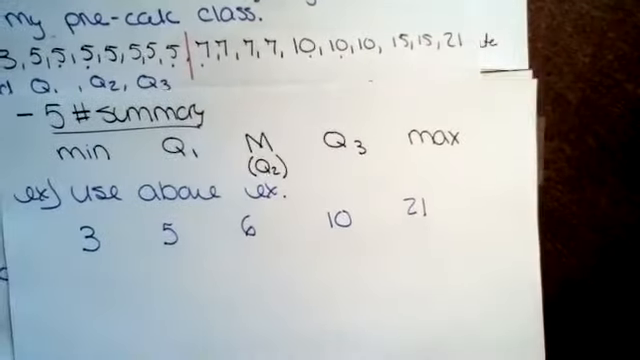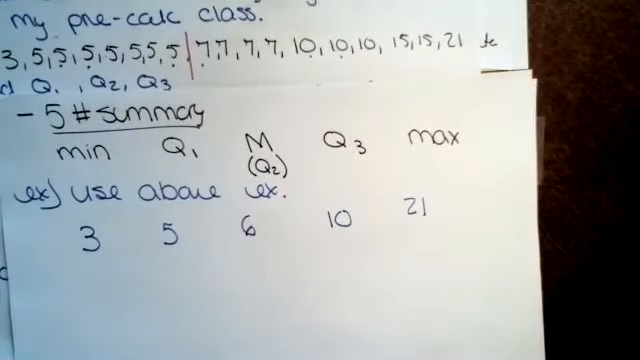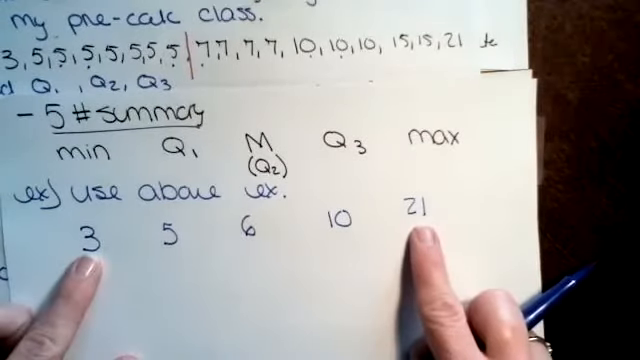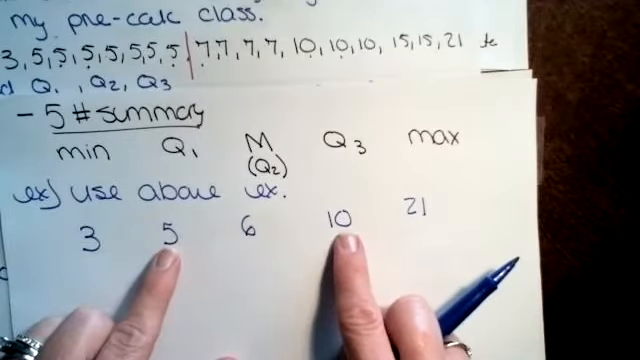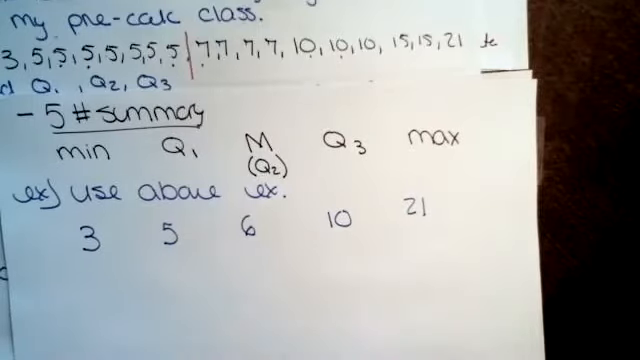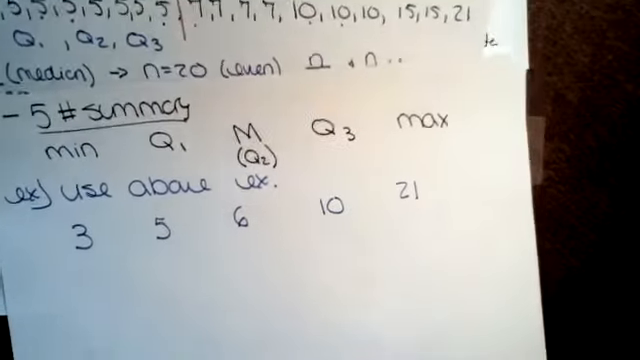And that completes my 5-number summary. So just looking at this, I could see my general range here. It's 18. I can see my IQR. So that means 50% of my data values are between 5 and 10. So it's pretty clumped right there, between $5 and $10. That's half of the data.